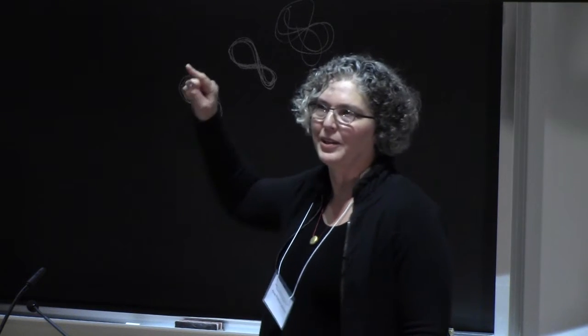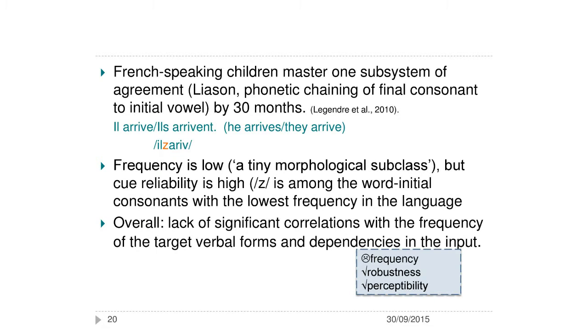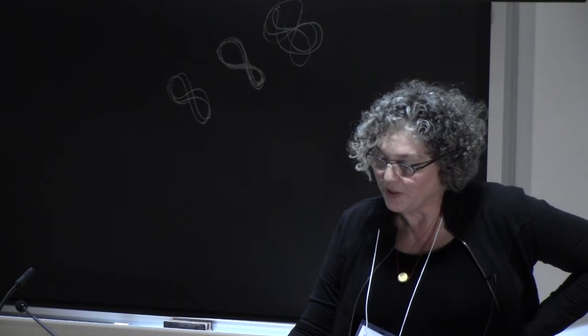Babies look at the right picture before they can point to the right picture. Okay, so again, it almost seems like you have layers of developmental timelines. There's learning that's happening implicitly before you can actually use it or recognize it. So overall, what we have is a lack of significant correlation between frequency of these agreement markers and dependencies in the input.